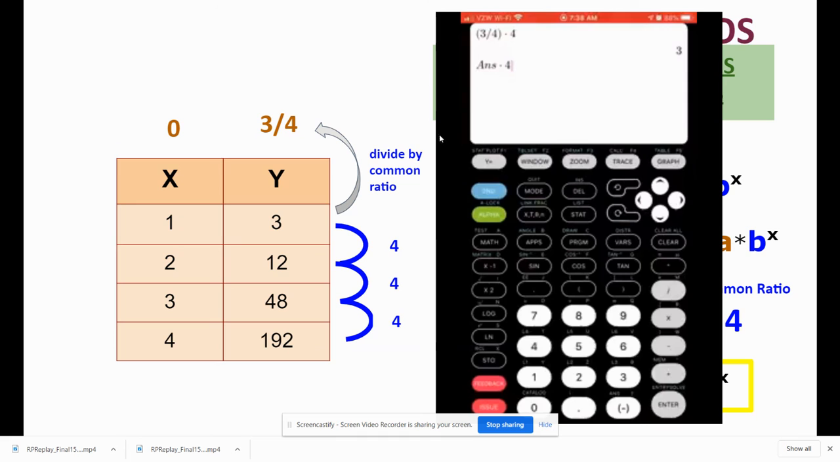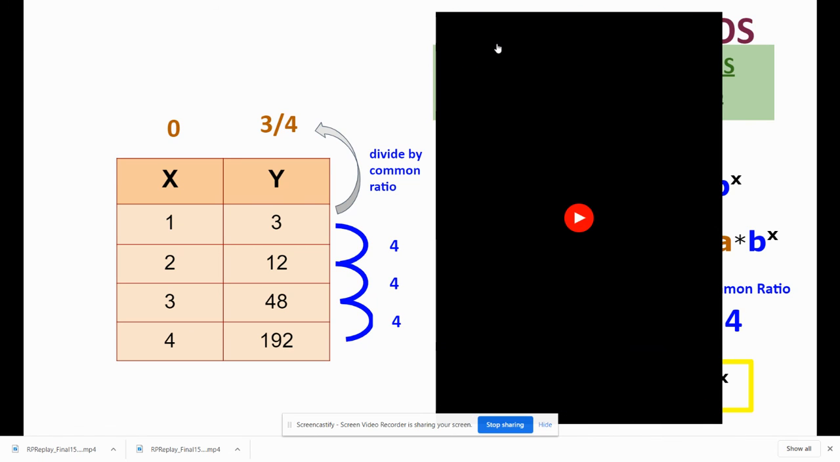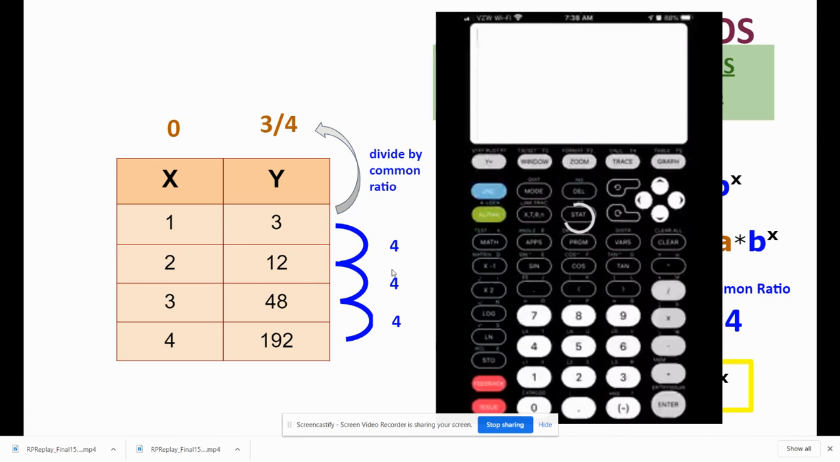A couple of things to keep in mind. Notice that I put parentheses over the 3/4. Anytime you have a fraction, it is probably safer to put parentheses on that thing. Okay, so I used the calculator and I checked by multiplying 3/4 by 4, and of course that gave me all the numbers that were on this table. If you didn't catch that, just kind of rewind it back and you can see how you use the calculator to do that.